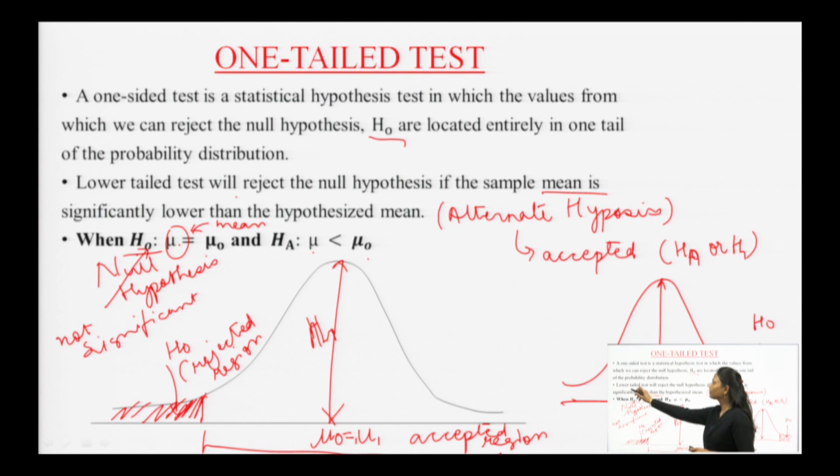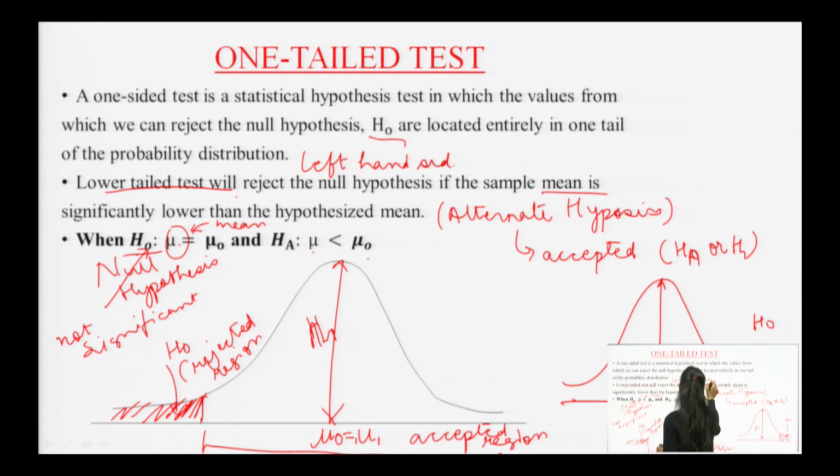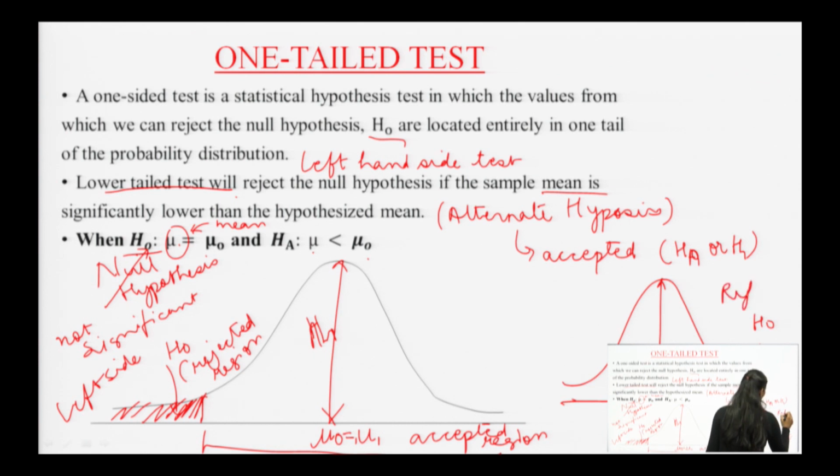So, when we are talking about lower tail test, that means it is a left hand side test. Left hand side means when you see the bell shaped curve, left side means this, and this is right side. When talking about left side, the lower tailed test will reject the null hypothesis, that is H naught, if the sample mean is significantly lower, that means your mean is lower than the hypothesized mean.